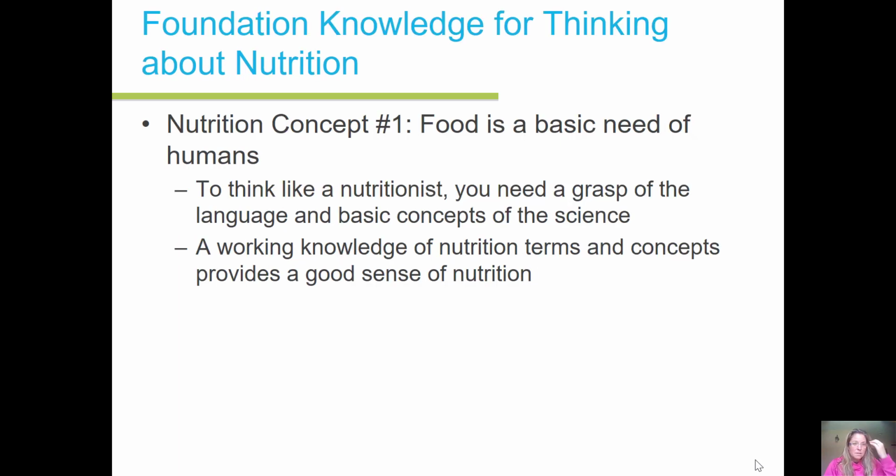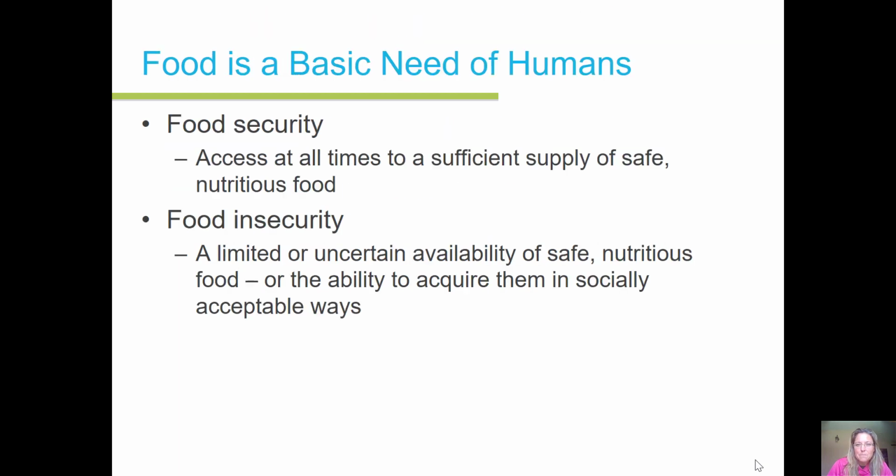Chapter 1 talks about some key nutrition concepts, and it has a total of 10 different concepts that I want to run through with you. Concept number 1 is understanding that food is a basic need of humans. To think like a nutritionist, you need a grasp of the language. We need to understand certain language and ideas as we work through the textbook.